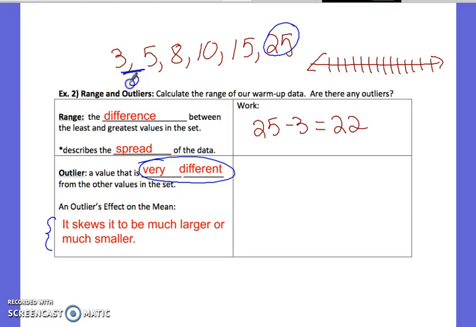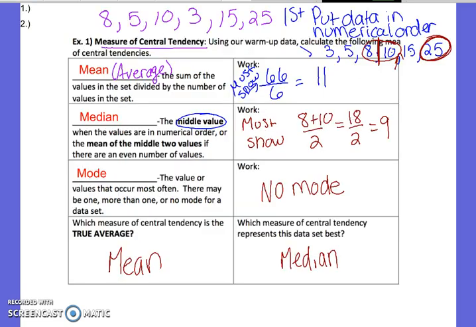Between 3 and 5 is a difference of 2. 5 and 8 is a difference of 3. Between 10 and 15 is a difference of 5. But between 15 and 25 is a difference of 10. 10 is double what 5 was. So I can tell that 25 was an outlier. That is why the median was better. And I'm going to put here, the median is better because 25 is an outlier.